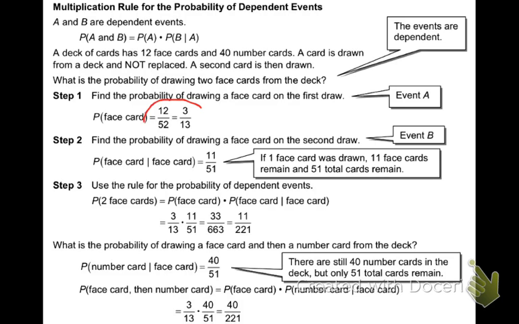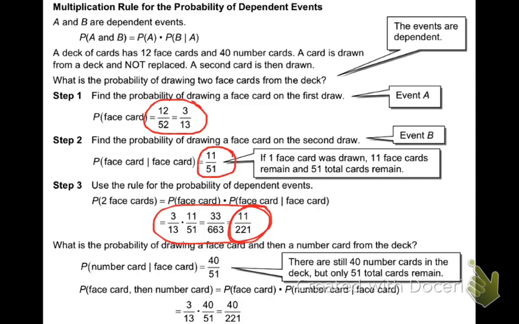Probability of that first face card is 12 out of 52, or 3/13. Probability of the second face card is 11 out of 51. Again, why is it 11? Because that face card is still left out. And then what's the probability of both those happening? Well, I would still multiply them and then simplify, and you get your final probability.